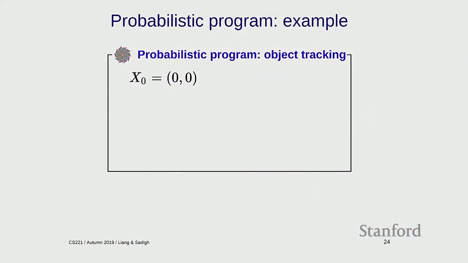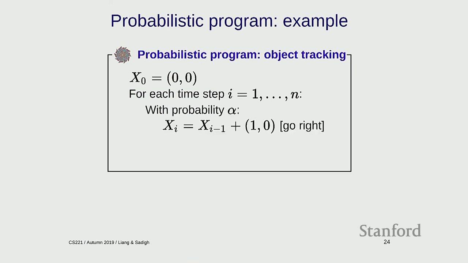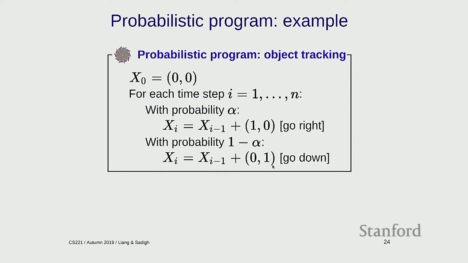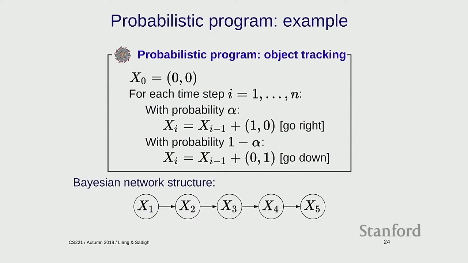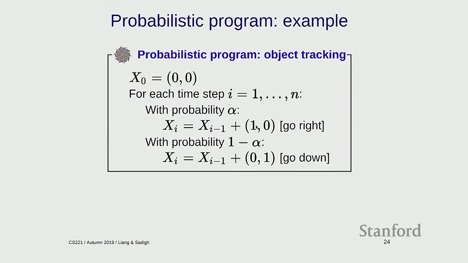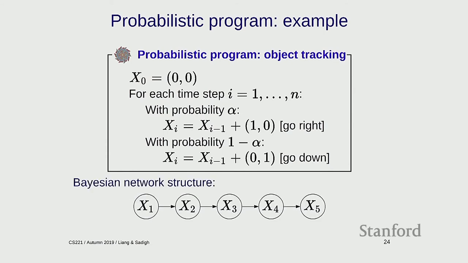So here's a more interesting probabilistic program. Suppose you're doing object tracking, and you define a program which starts with x0 equals (0, 0), so the initial location is at the origin. Then for every time step, and I'm writing the program in pseudocode here, with probability alpha, I set xi equals xi minus 1 plus (1, 0), so I'm going to the right, and with probability 1 minus alpha, I'm going down. This program induces a particular Bayesian network structure where each xi is only connected to xi minus 1.